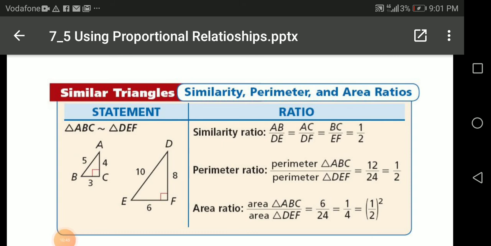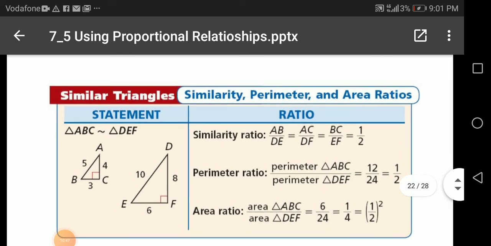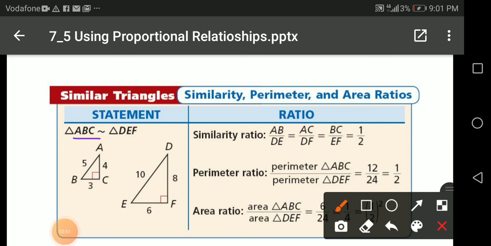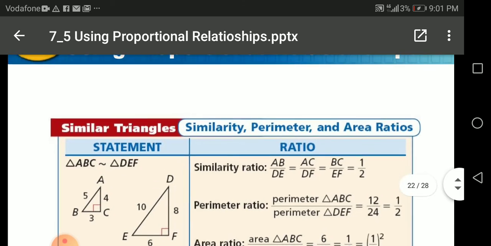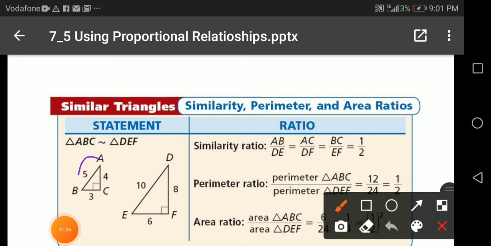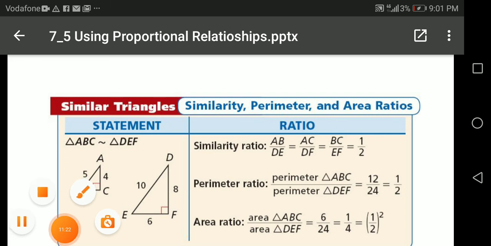Remember, my dear students, we have taken the similarity ratio. If triangle ABC is similar to triangle DEF, and this is the sign of similarity, remember we have ratios: AB over DE is the same as BC over EF, the same as AC over DF. And the ratio here gives you a half.